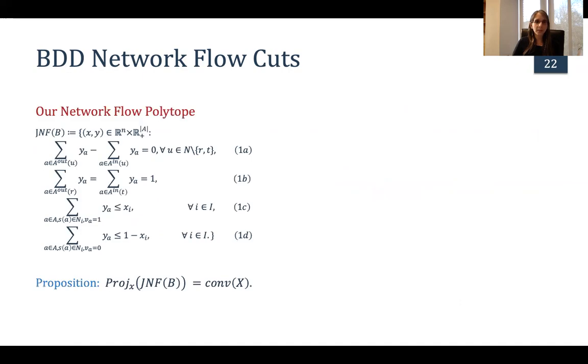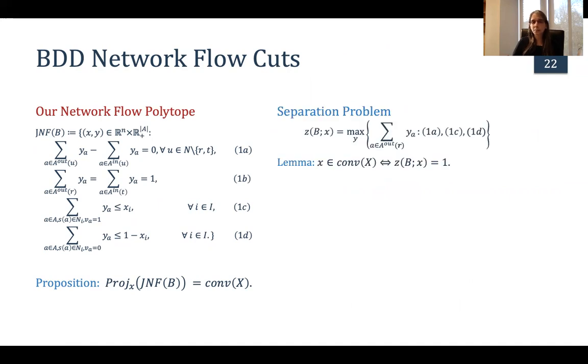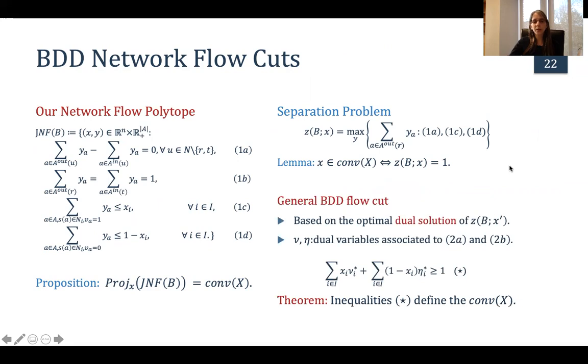In addition, we present some new ways to generate cuts using the BDDs. We have a network flow. We present a new network flow polytope for a decision diagram that we show is equivalent to the convex hull of our set X. And using this, we create a separation problem to identify whether or not a point is inside the convex hull. And thanks to this separation problem, we can generate what we call general BDD flow cuts, basically using duality, and we show that these cuts actually define the convex hull, so they are as strong as they can get.